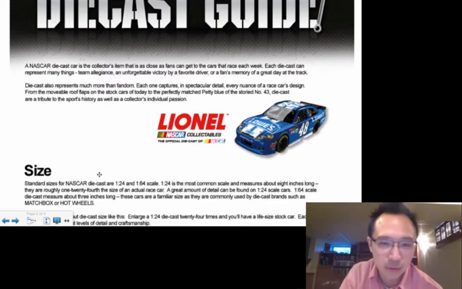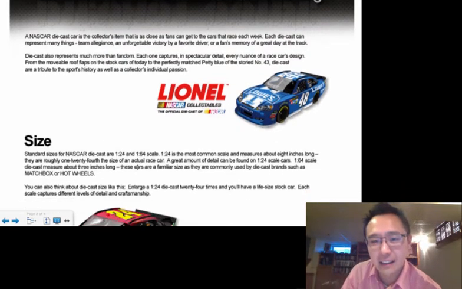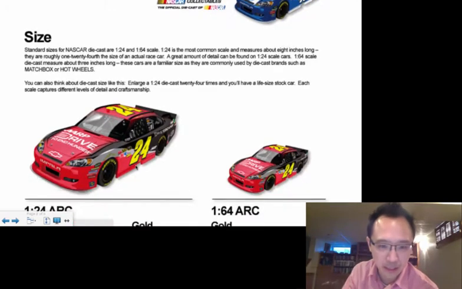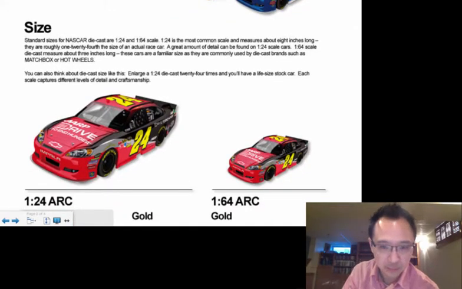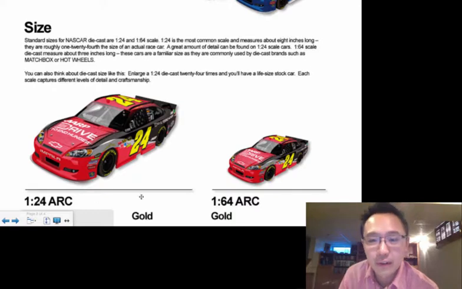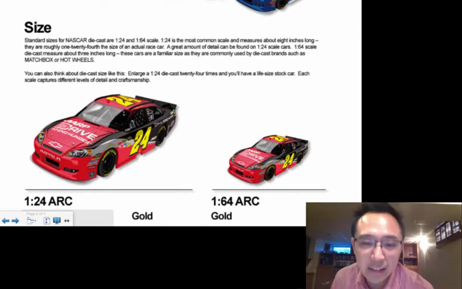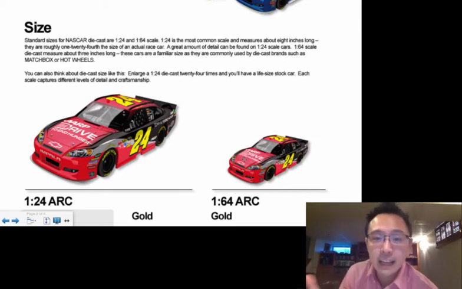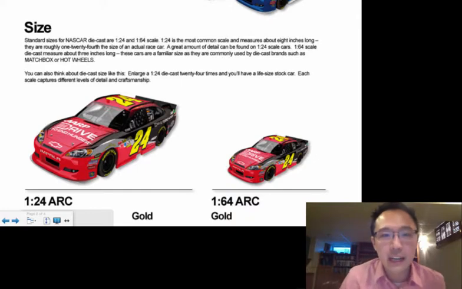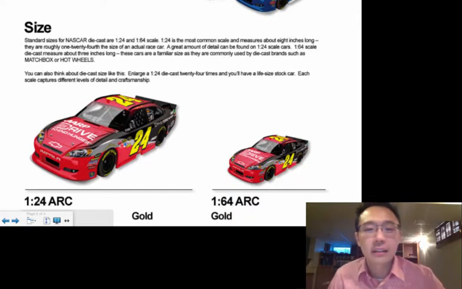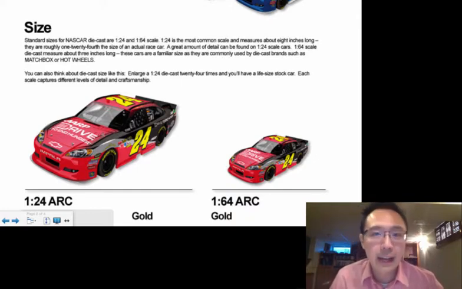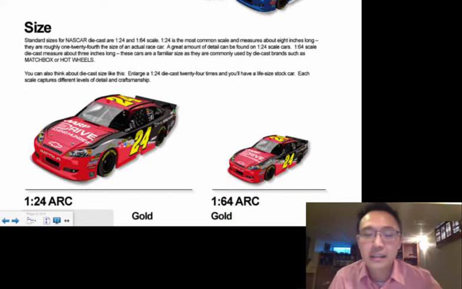So if we were to read this, this is the die-cast guide of NASCAR collectibles, and this one looks bigger than the other one. It has 1:24. This is 1:64. So that's a scale factor of comparing this to the actual size. This, in essence, is 24 times smaller than the actual car. This is 64 times smaller than the actual car.